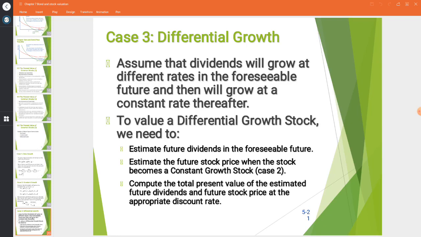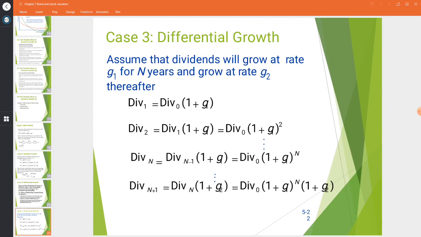First, you need to know the future dividends in the foreseeable future, and then you need to estimate the future stock price when the stock becomes a constant growth stock. Then you take the sum of the total present value of the estimated future dividends and the future stock price at the appropriate discount rate. To explain this in detail, let us take the following.